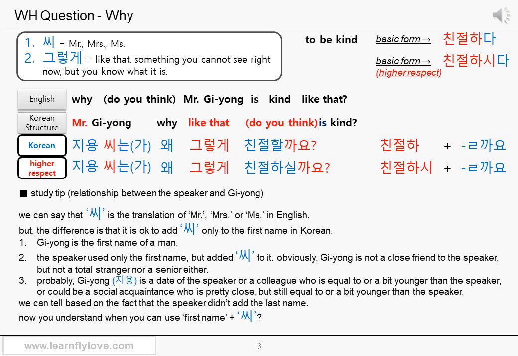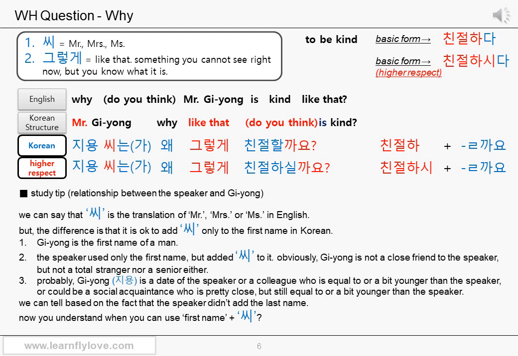그렇게. 그렇게. We need 그렇게 this time, even though the same like that is used here. It's mainly because Mr. Ji-young is not here. If Mr. Ji-young is right here in front of you and you ask this question directly to him, it's natural to use like this, 이렇게. Or if Mr. Ji-young is somewhere near you so that you can see him but he is not in touching distance, you can use 저렇게, which is like that in English. Now you understand the exact usage of each, right?